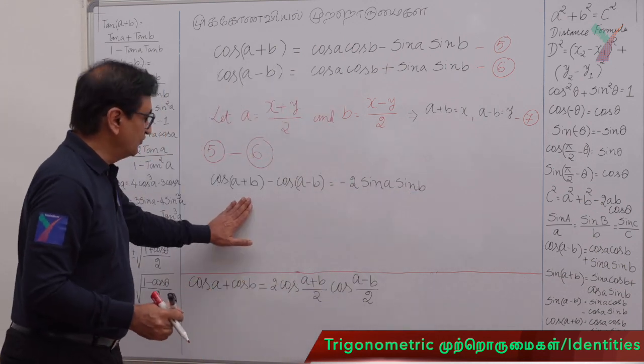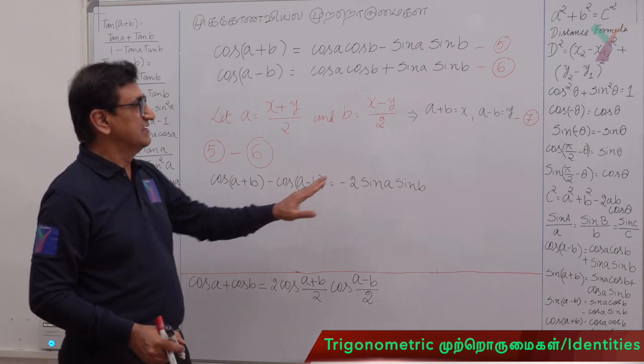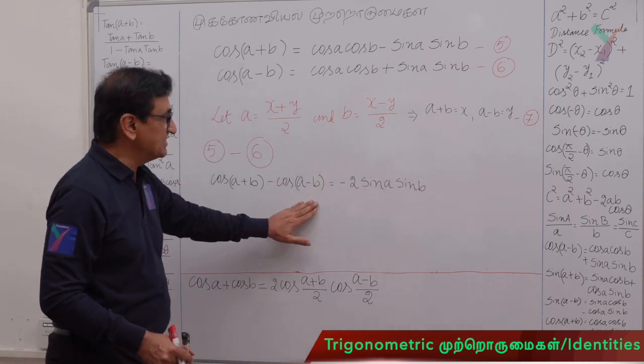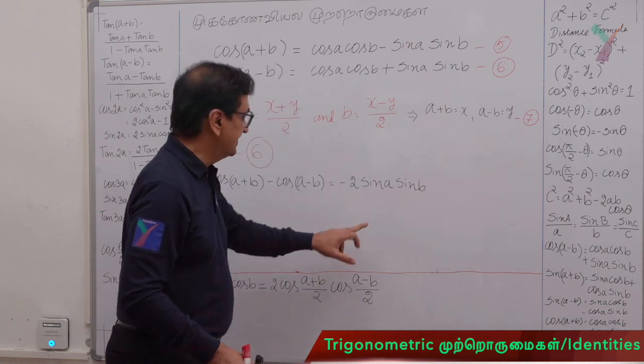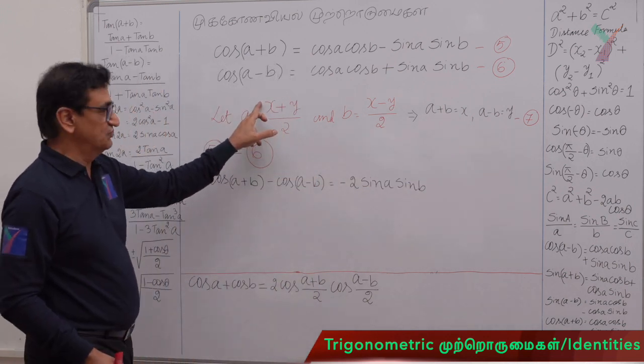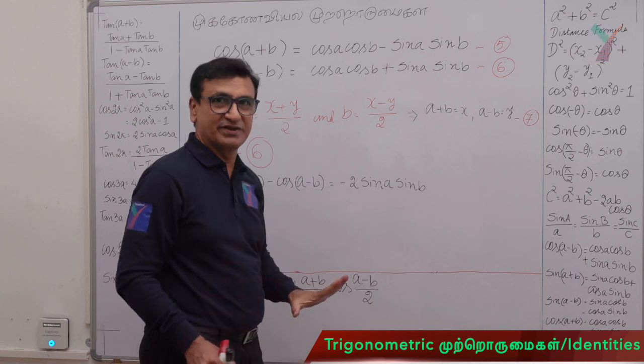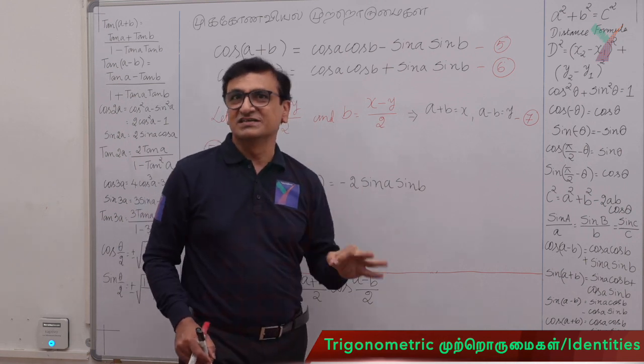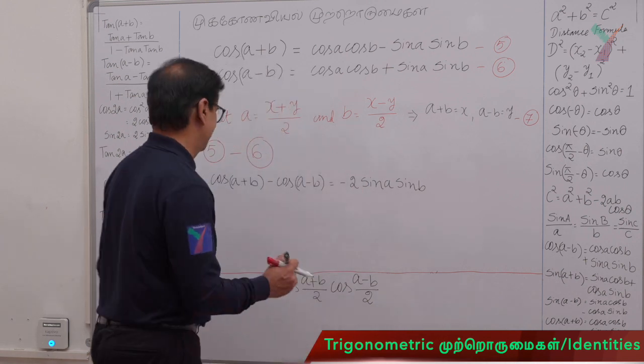Next, I have to replace a plus b with x, a minus b with y, and a with x plus y by 2, and b with x minus y by 2. Then I'll have my next sum to product formula.